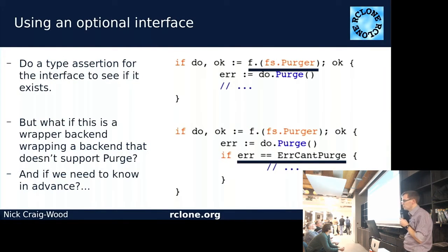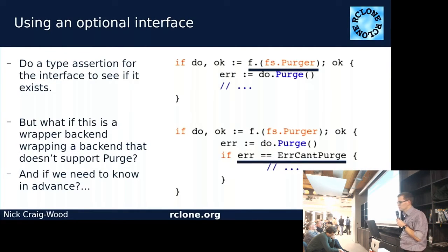Here's how you might use those optional interfaces with a type assertion. That's straightforward Go code. However, Rclone backends can wrap other backends. For example, the encryption backend wraps any of the other backends and encrypts the data. So the outer backend wants to expose what the inner backend can do. So it must implement all the optional methods. The inner backends may not implement all of the optional methods, so we've got a problem.